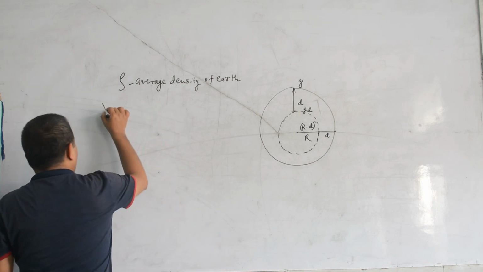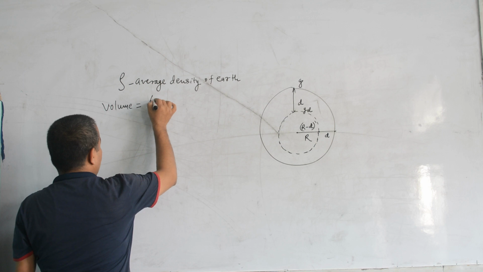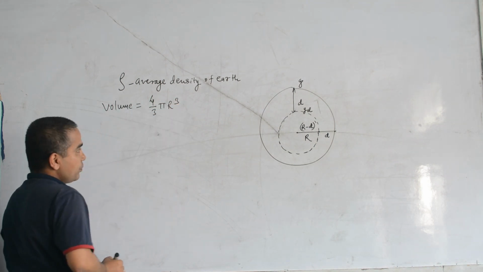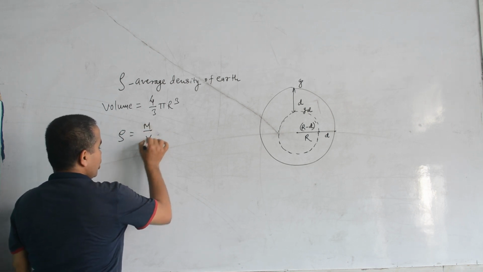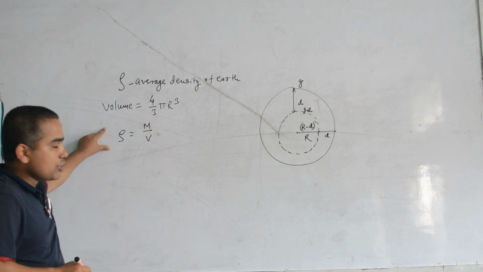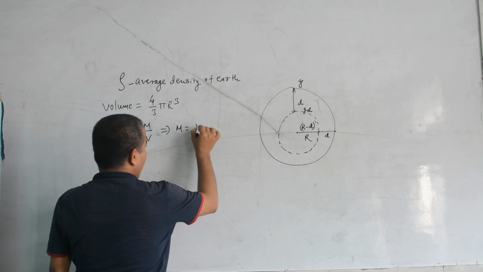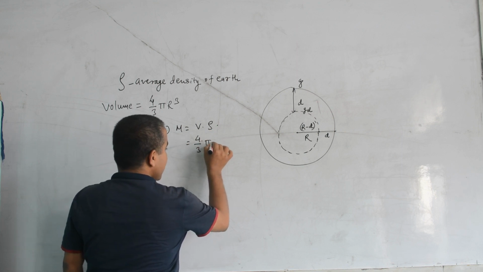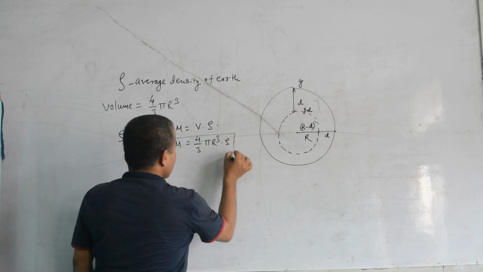And what is the volume of the earth? If you assume earth to be a perfect sphere, then the volume of the earth is given by 4/3 pi r cube. And we know density is equal to mass over volume. So from here I can write mass is volume times density. So since volume is 4/3 pi r cube, into density, this will give the mass of the earth.